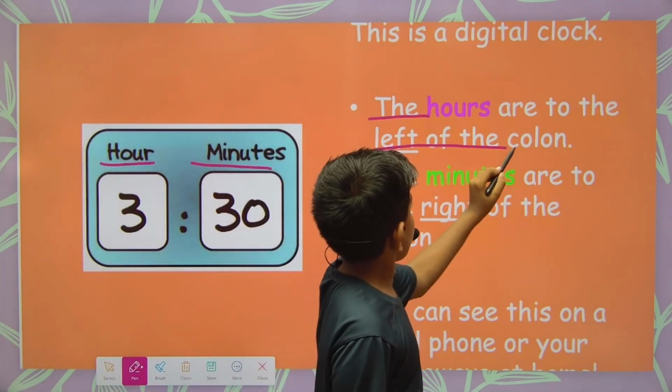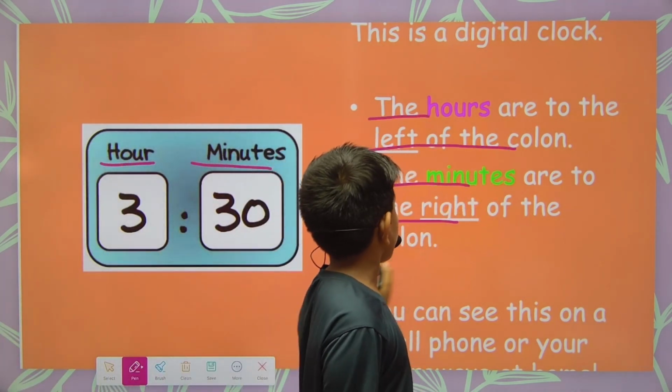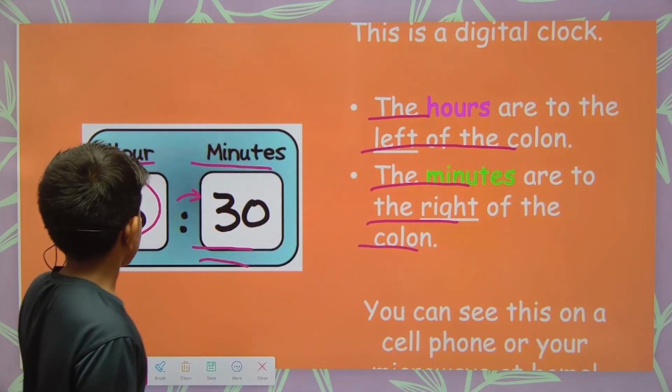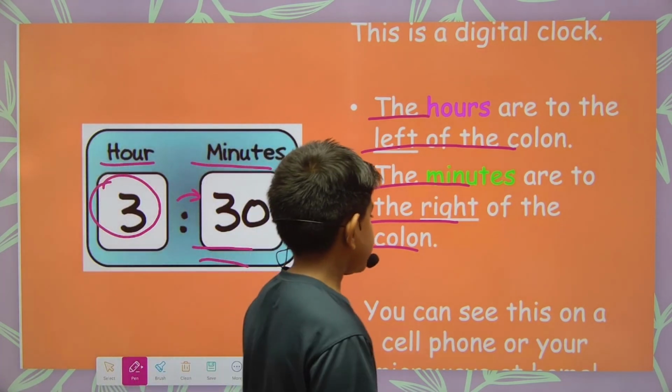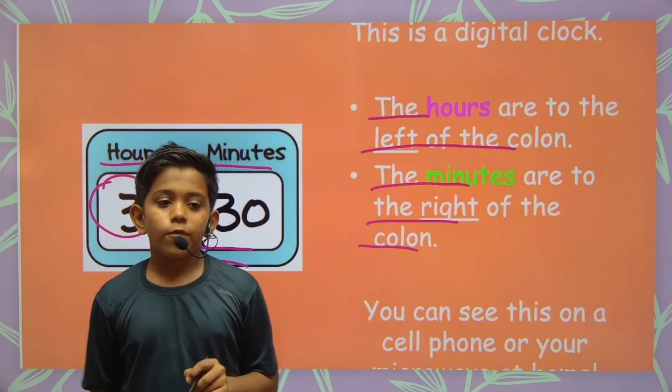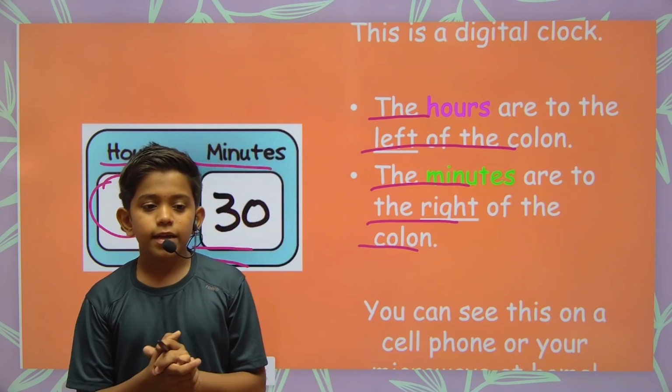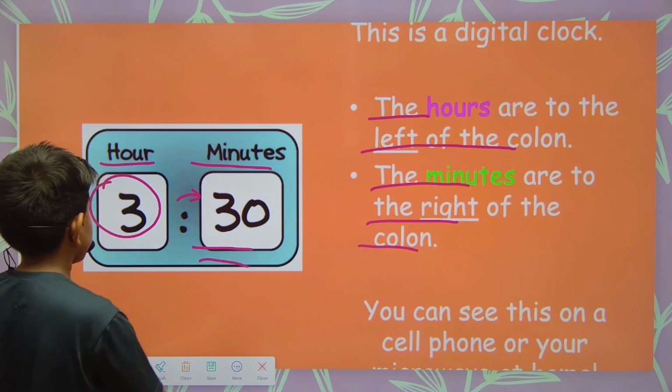Hours are to the left of the colon. The minutes are to the right of the colon. So to the right of the colon there are the minutes. So here we can say 3 hours and 30 minutes. You can see this on your cell phone, on the upper side, on the dashboard. Here you can see that it is the digital clock. Okay.